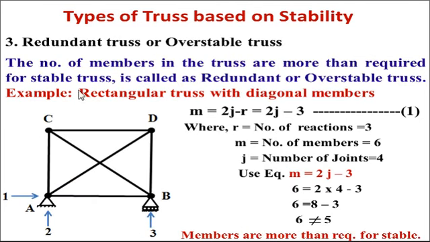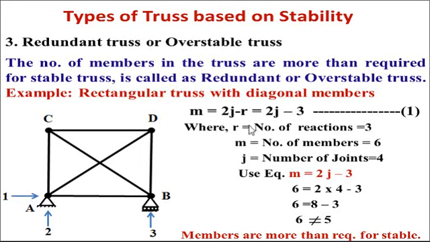Now the third type is the redundant truss or overstable truss. Redundant means what? Extra. Redundant means extra. The number of members in the truss are more than required for stability. That's why it is called redundant or overstable. Overstable means what? Unnecessarily one member is added extra. That is called overstable.